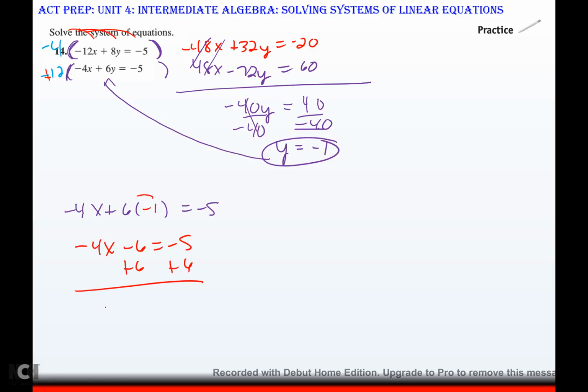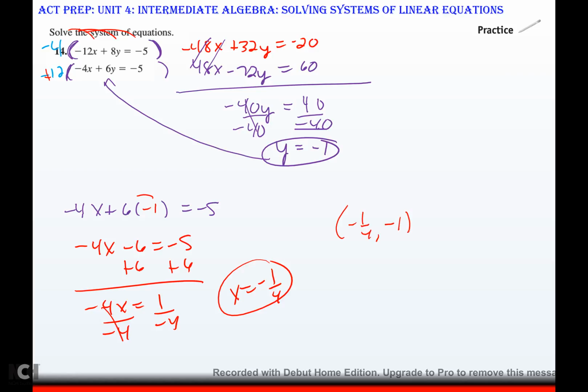Add 6, -4x equals 1. Divide by -4, divide by -4, and x equals -1/4. So my solution is going to be -1/4, -1. Okay?